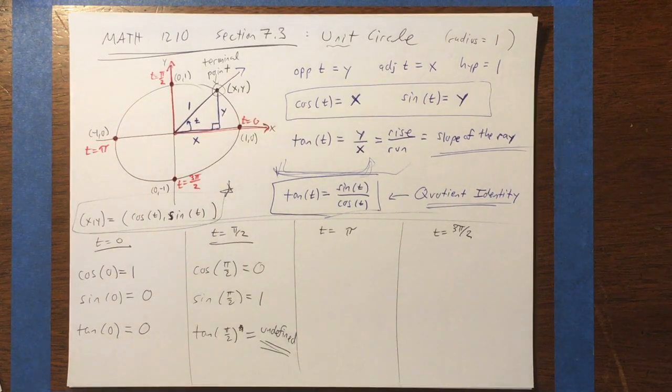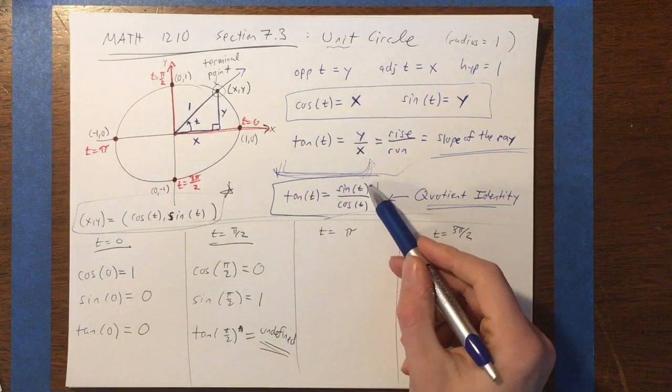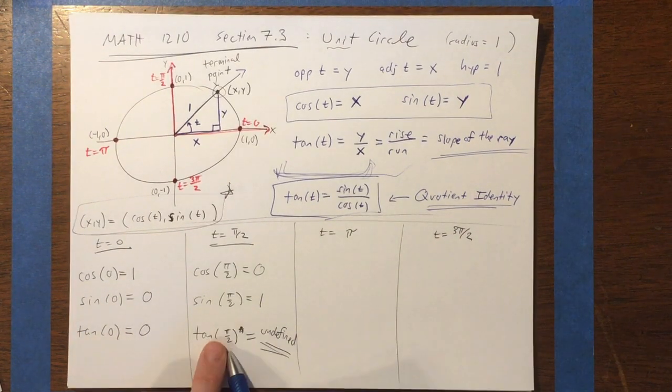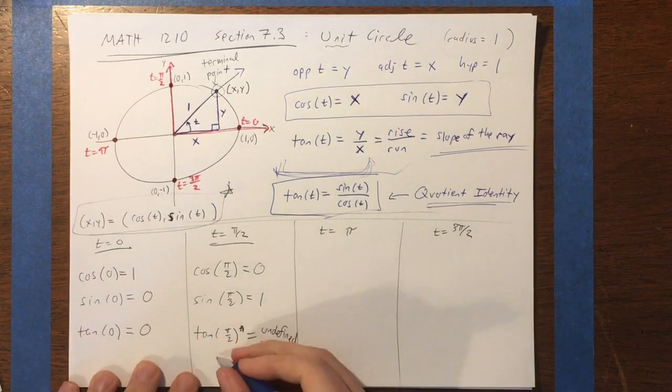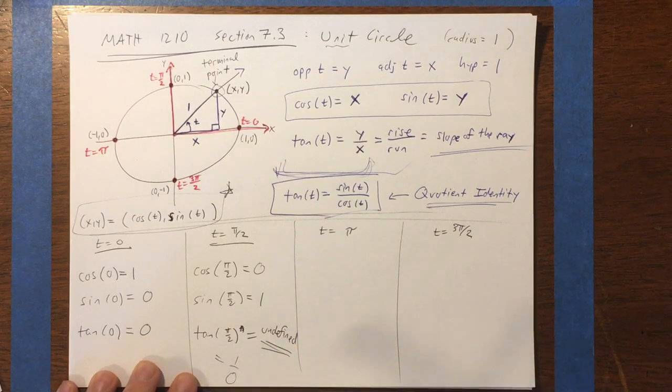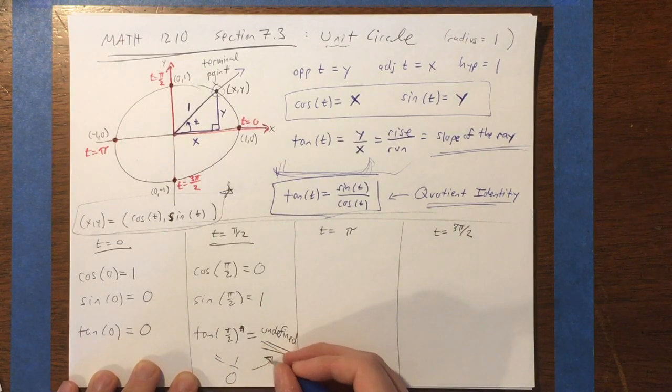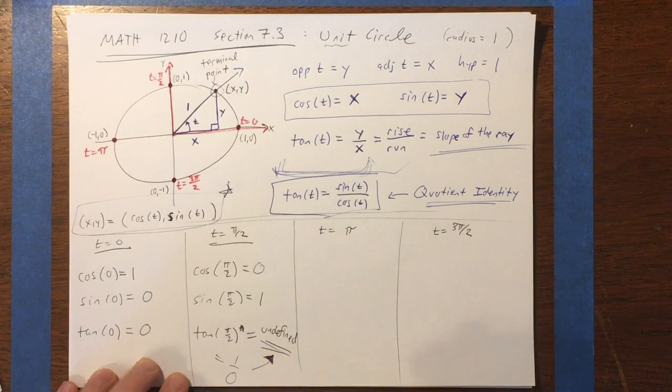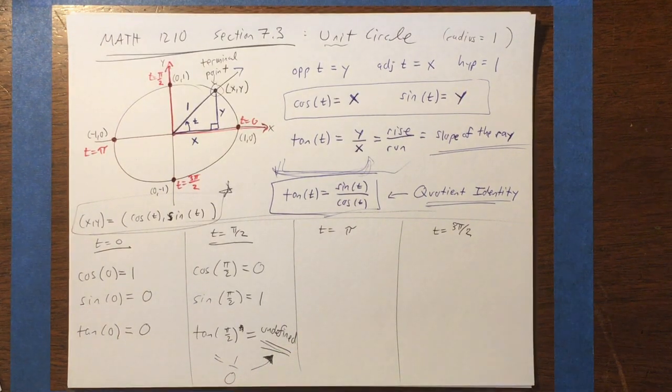This is the first instance we've had of a trigonometric function where, for a certain input angle, the function is undefined. Not that different from a rational function like 1 over x, which is undefined at 0 because you would be dividing by 0. And if you look at this quotient identity, sine of t divided by cosine of t, for tangent of pi over 2 it's going to be sine over cosine, which is 1 over 0, right? Division by 0 is undefined. That's the whole idea. So it all connects together.